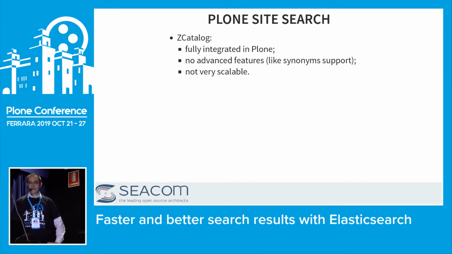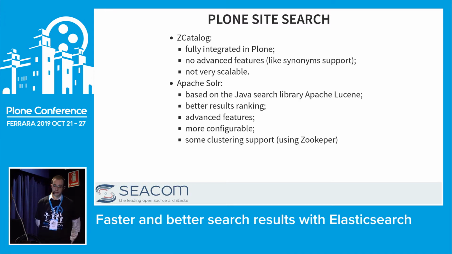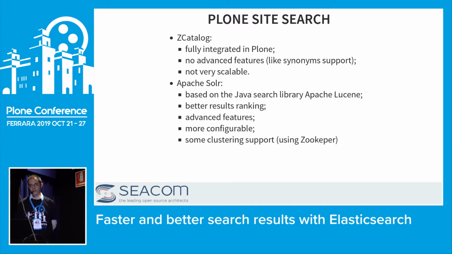So if we look for something more, we may find Apache Solr. It was released the first time 15 years ago, so it has a lot of time, a lot of integration. It is based on the Java search library Apache Lucene, and so it takes its features from it. So it gives better result ranking, advanced features. In the last releases of Apache Solr we also have some clustering support. That is SolrCloud using Zookeeper. It's not so easy to install, but we can do it.